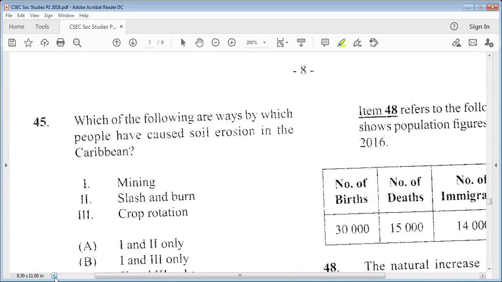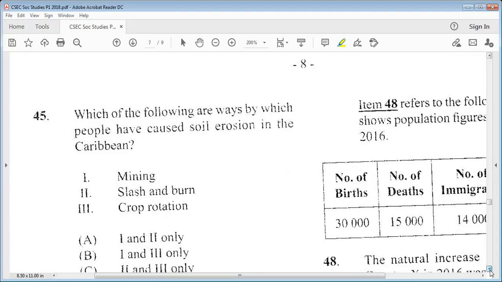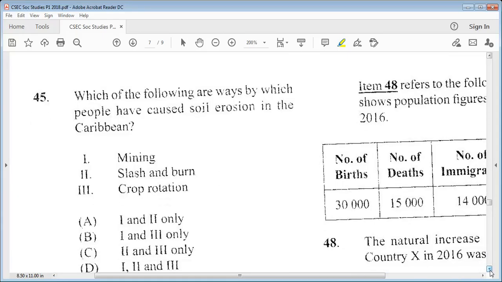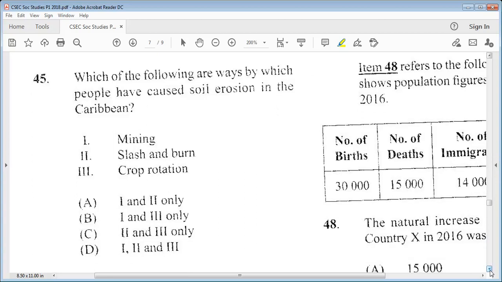Here it says, which of the following are ways by which people have caused soil erosion in the Caribbean? 1, mining. 2, slash and burn. 3, crop rotation. A, 1 and 2 only. B, 1 and 3 only. C, 2 and 3 only. D, 1, 2, and 3. So what would be your answer?